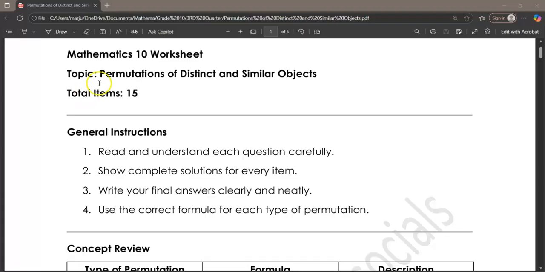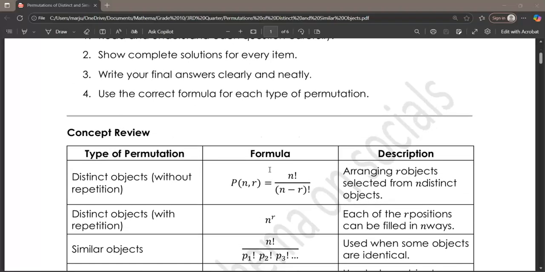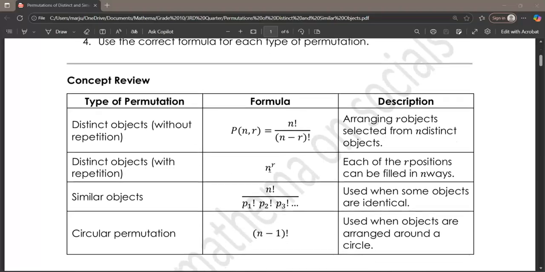We are doing permutations of distinct and similar objects. If you haven't seen my previous video about permutations and combinations, I suggest you watch that one first before watching this video. So again, as a review, we have here our types of permutation.